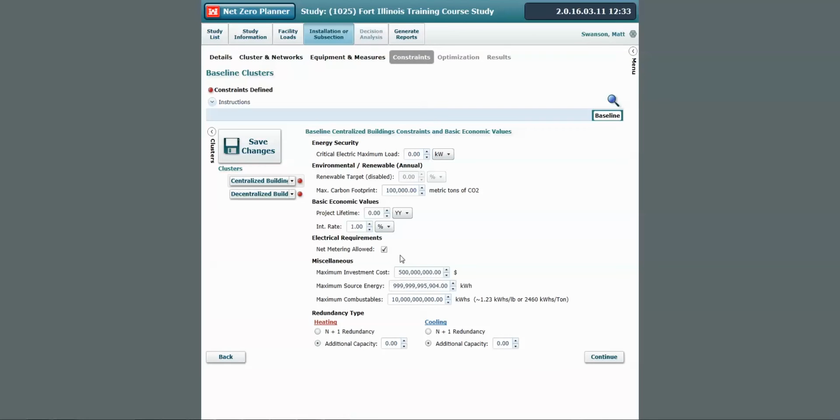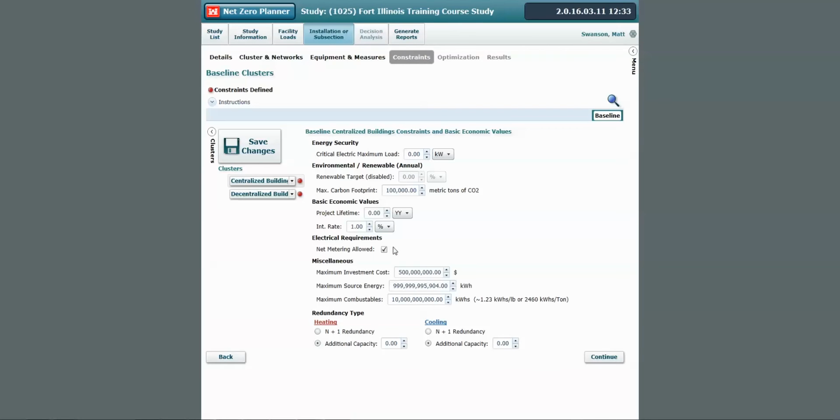In other locations, it might be acceptable that we can provide this agreement with the utility company to do net metering, or it's a relatively small portion of the base and the additional electricity would just be used by other buildings on the installation. It would never make its way out to a total net production for the installation. So in those situations, net metering will be allowed. And it makes a big difference in the type of solutions that we can find.